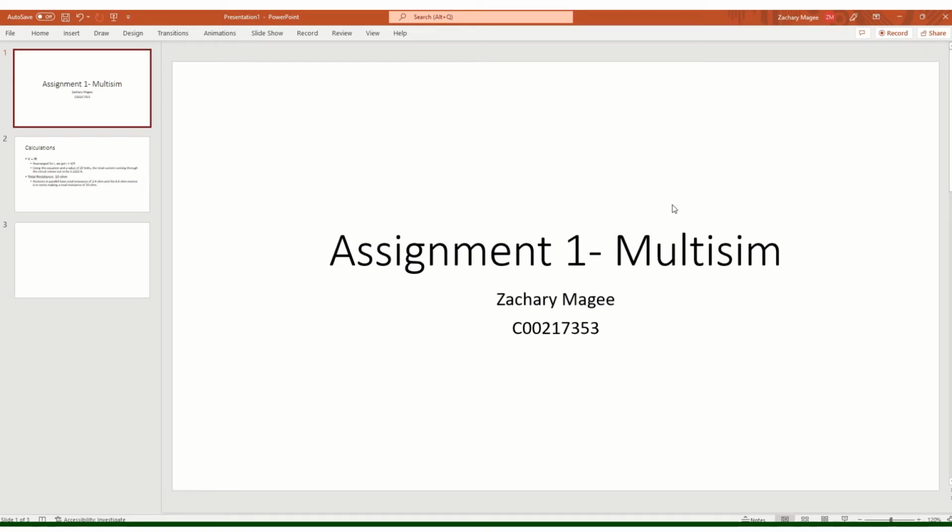Hello. For assignment number 1, we were asked to design a circuit in Multisim. To design this circuit, we were asked to choose any resistor and voltage values that exist in real life, and the circuit must produce a current between 1 amperes and 2.5 amperes throughout the circuit.